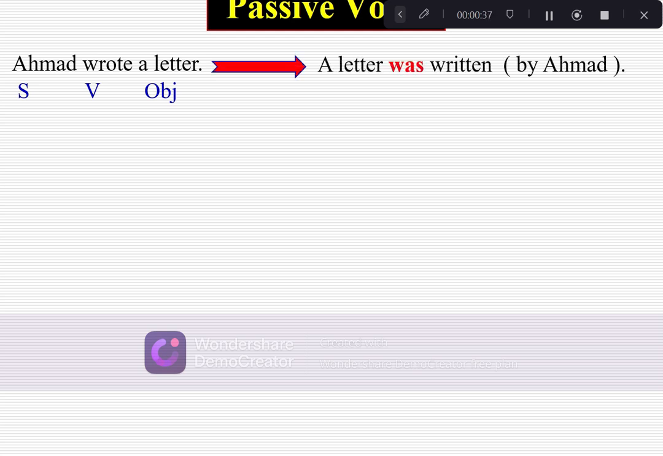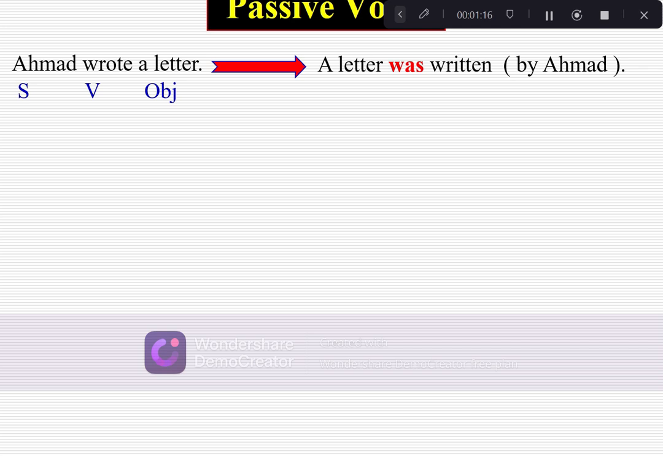For example, if we take this sentence, Ahmed wrote a letter, we will notice that we have the three main components of a sentence, which are subject, verb, object. If we change it to a letter was written, then here we have a different formula. We will notice that the subject is not mentioned.